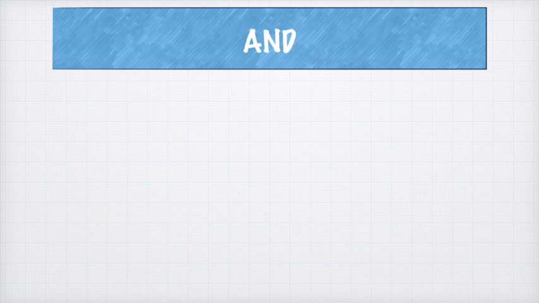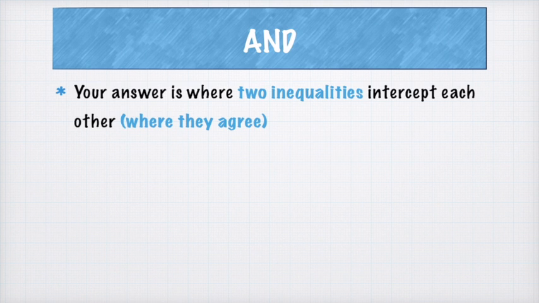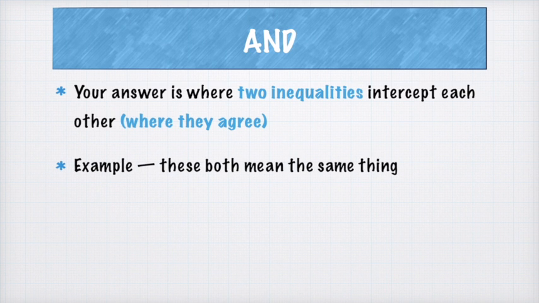So this is talking about "and" inequalities. "And" means that we have to fulfill both things. So our answer is going to be where the two inequalities intersect each other, or in other words, where they're going to be agreeing. Now, here's an example, and I want you to know that both of these mean the same thing. One of them looks a lot scarier than the other, but they're both exactly the same.